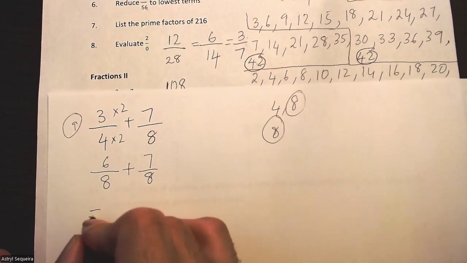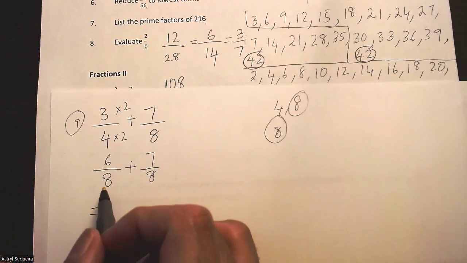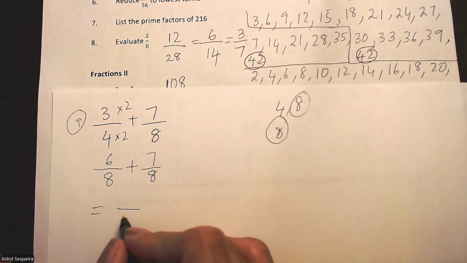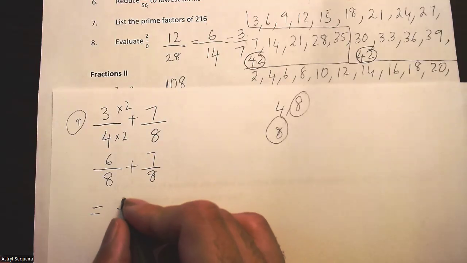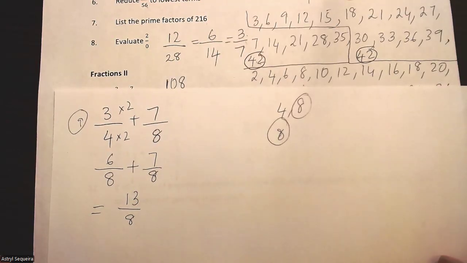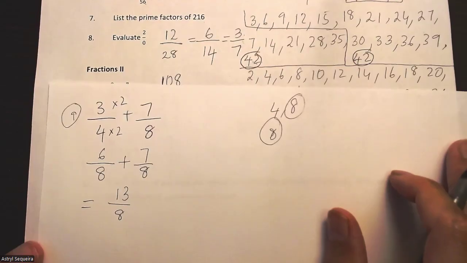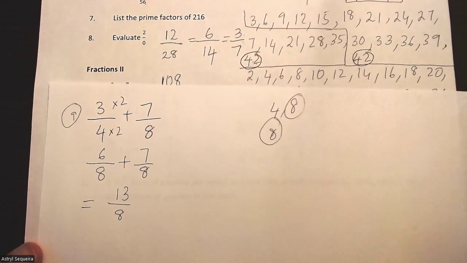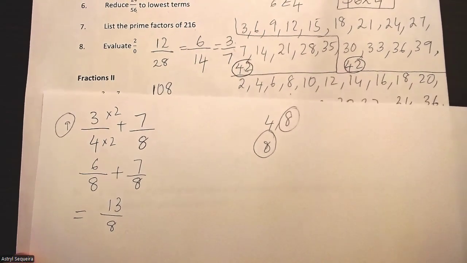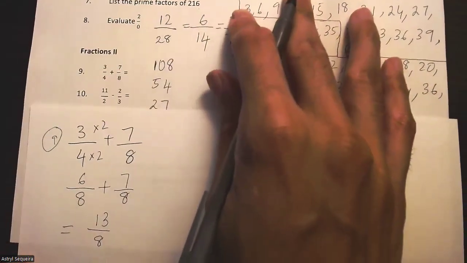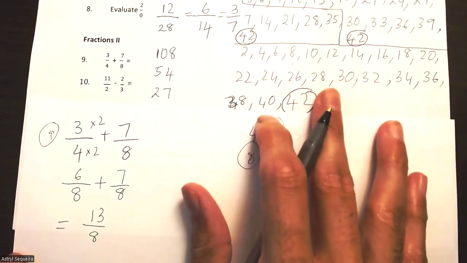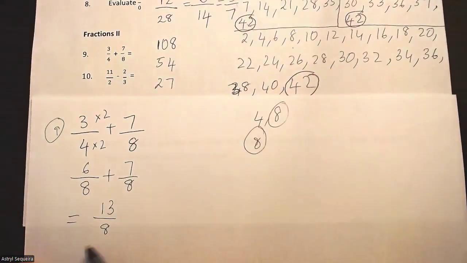Then I just have to add up the fractions. The bottoms just combine because the denominators just combine when adding. The tops add, so 6 plus 7 is 13. So my final answer over here is 13 over 8. Now, sometimes you might be required to convert this into a mixed fraction form.